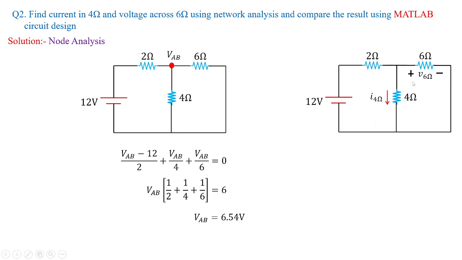What is the requirement of the problem? We need the voltage across 6 ohms, which is the same VAB value, because the voltage at this node was calculated to be 6.54 volts, so the same voltage persists over this branch. The current I4 is the node voltage divided by the resistance 4 ohms, which gives 1.635 amperes. As I told you, the voltage across 6 ohms is VAB, 6.54 volts. You can employ any reduction technique, the current division rule or voltage division rule, to get these two values, and comment in the chat box whether you got the same values or not.